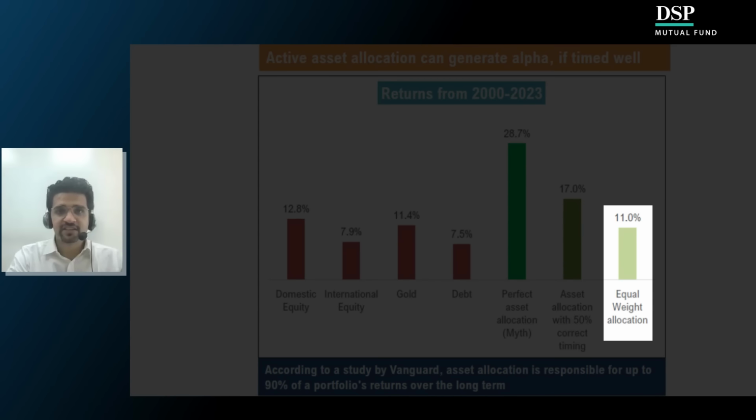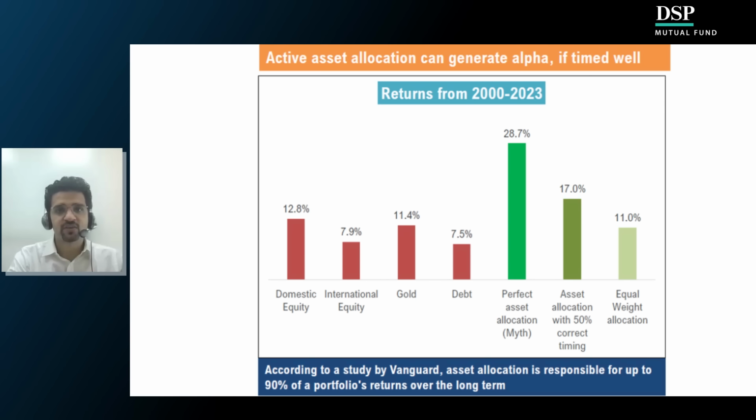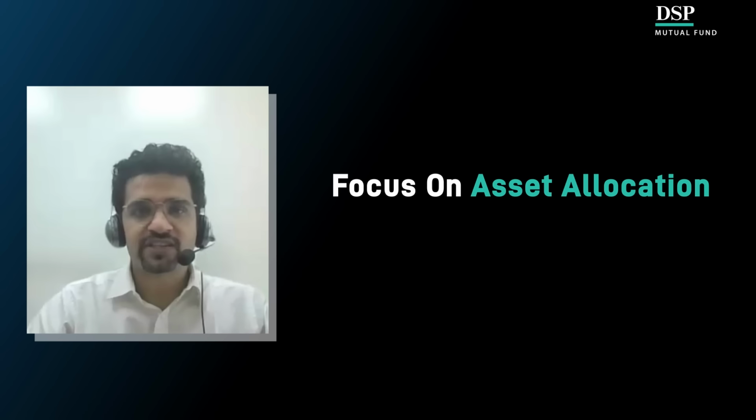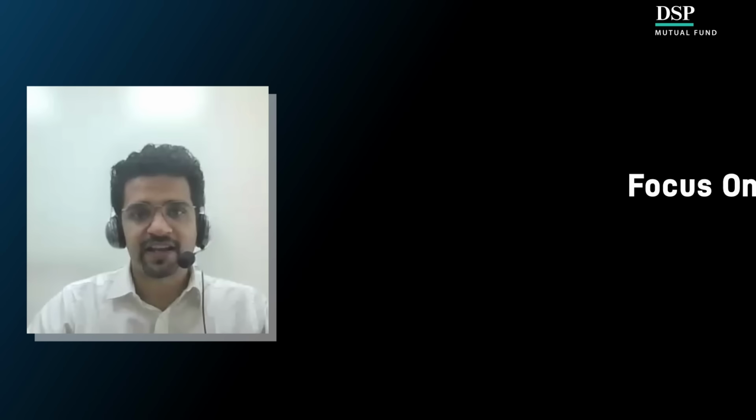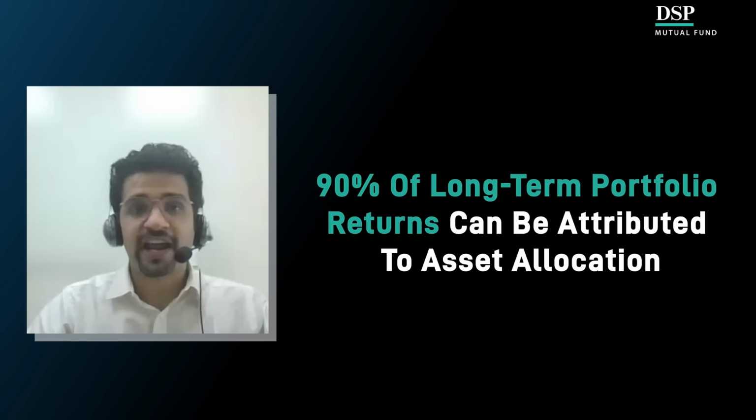Even if we see a simple allocation wherein an investor invests equally in domestic equity, international equity, gold, and debt, the returns are somewhat similar to equity, but obviously this will have much lower drawdowns and a very good investing experience for the investor. Thus, what we want to convey here is that investors need to focus on asset allocation more than on stock and fund selection, as it is rightly said by a Vanguard study that asset allocation is responsible for up to 90% of the portfolio returns over the longer term.